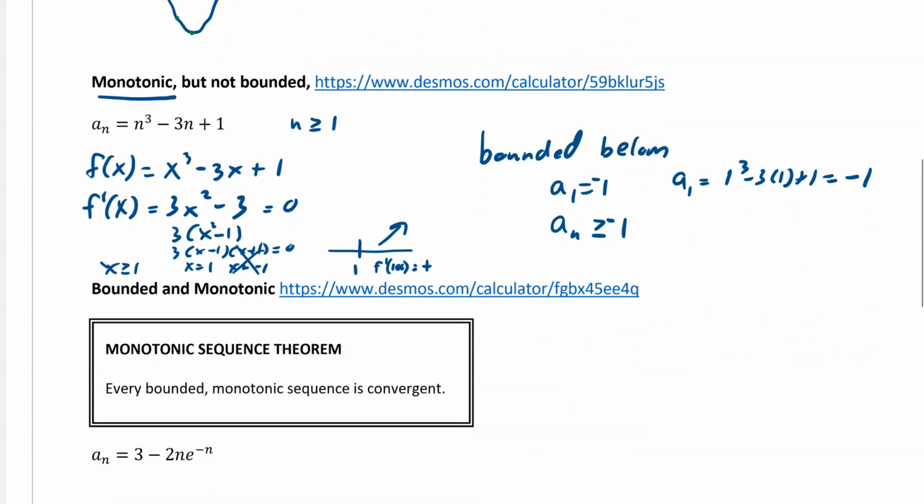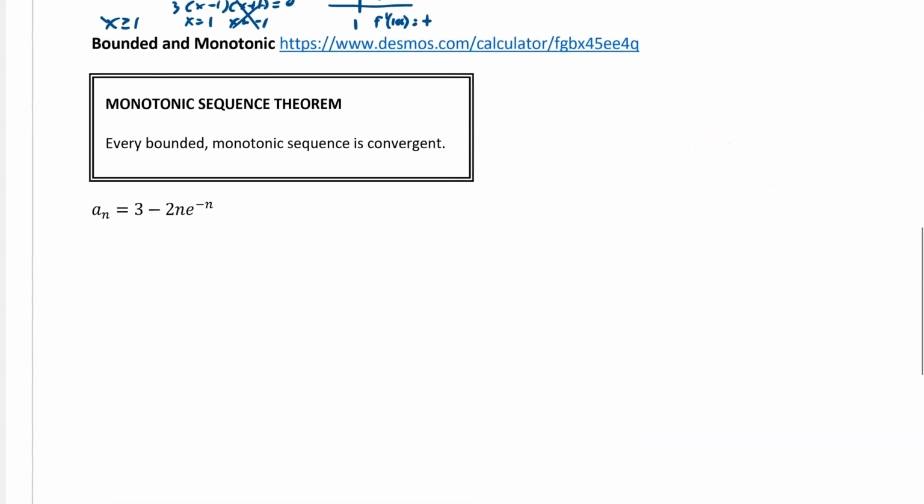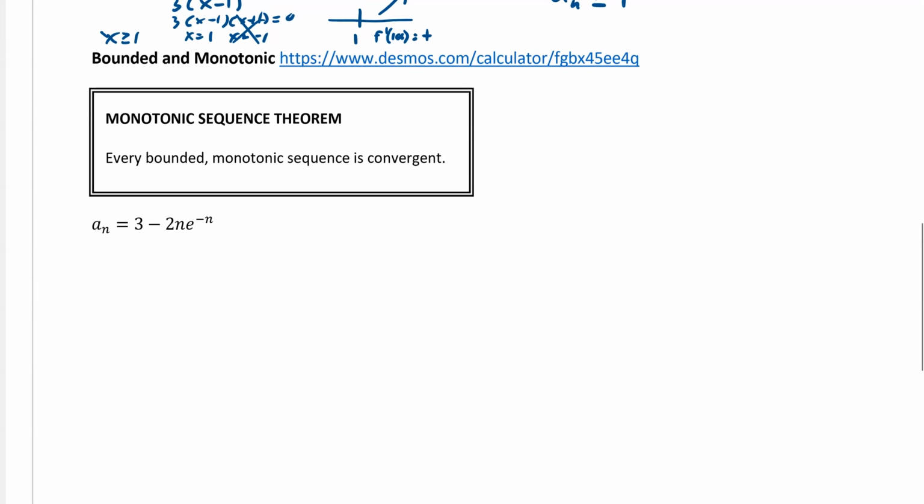So what we want, though, is we want something that's bounded and monotonic. If it's bounded and monotonic, then we know our sequence is convergent. So if you can show that it's bounded, it has a smallest and a largest value, and that it is always increasing or always decreasing, then we know that our sequence would be convergent.